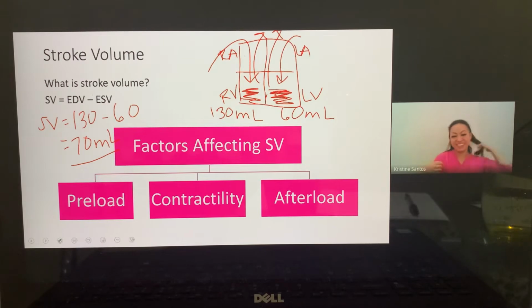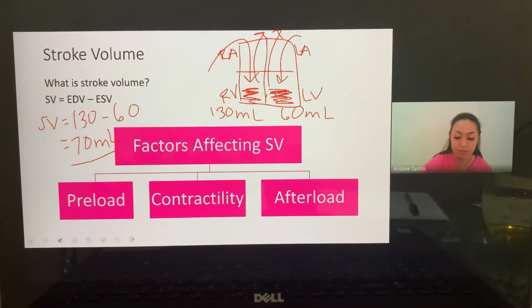Okay. Right. So we have three factors that affect our stroke volume. The three factors are preload, contractility, and afterload. And we're going to be discussing each of these factors in the next few slides. So again, we're discussing stroke volume because stroke volume directly affects our cardiac output.